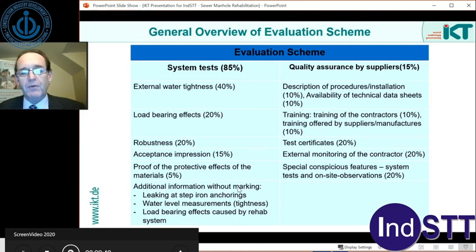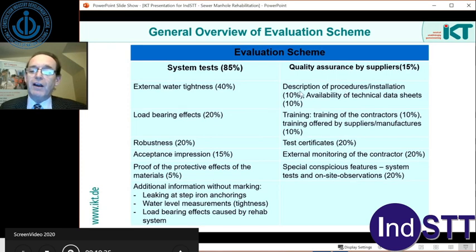And looking down with the system tests, water tightness was considered to be the most important, so that scored 40%. The load bearing strength of the product, 20%. The robustness of the system, 20%, and acceptance. Now, this acceptance impression was actually because the steering group members had commissioned the work. They wanted to have a bit of a final say in whether they accepted what had been done. So this was based upon their impression when they saw the completed products.